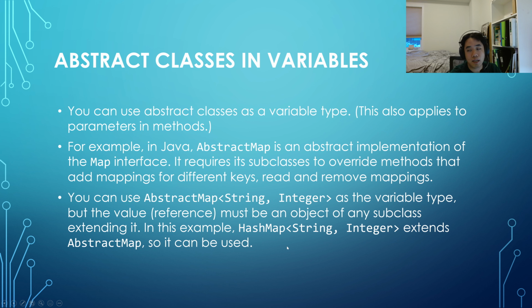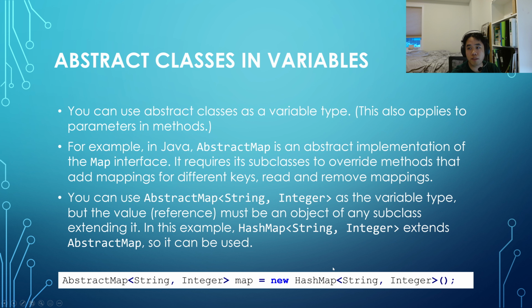In this example, I'm going to use HashMap because HashMap actually extends from AbstractMap. How convenient. And it's also commonly used as well. So we have AbstractMap being a reference to a new instance of HashMap. And both have to use the same mappings. In our case, it is String to Integer. And you will notice that I use String to Integer in both.